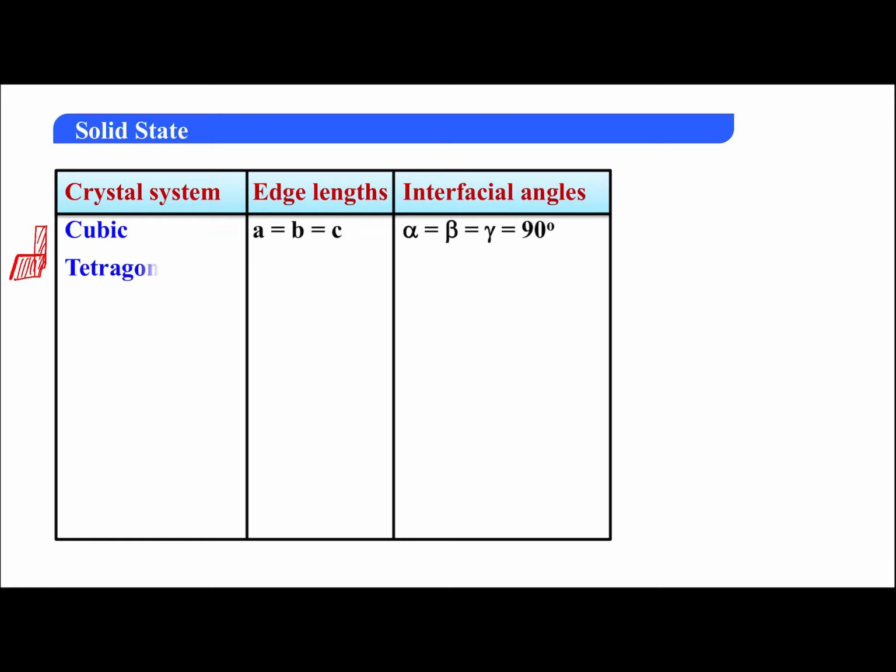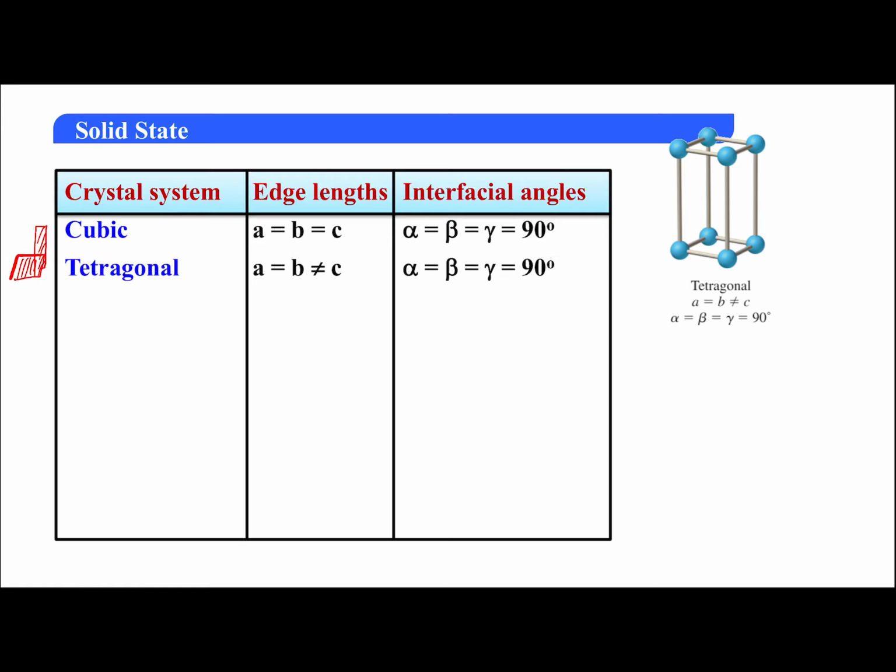The next one, tetragonal. Now, how to visualize tetragonal? If you want to design it, for cubic we remembered the base as a square and the side also as a square. Here you should remember the base as a square and the side as a rectangle. Are you able to see in the diagram? Base as a square, side as a rectangle.